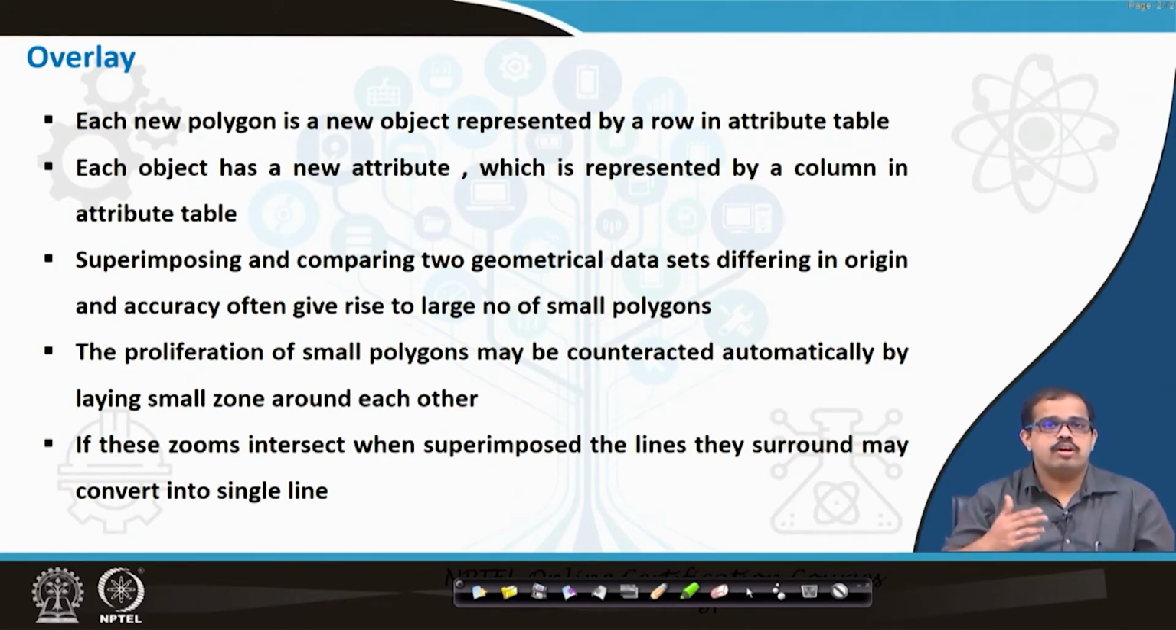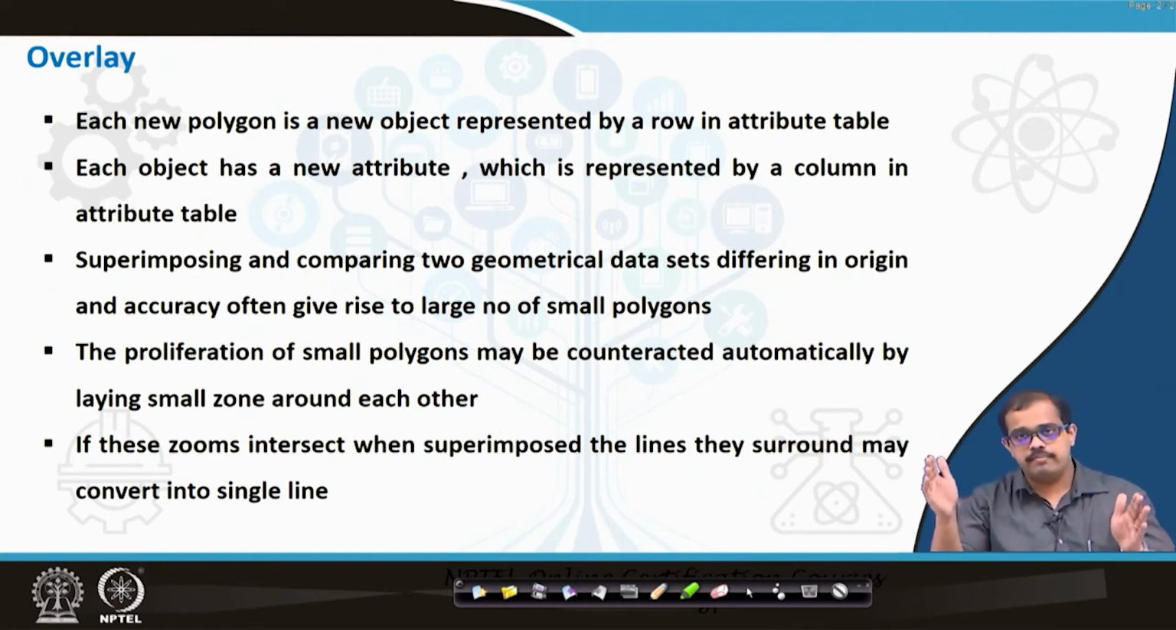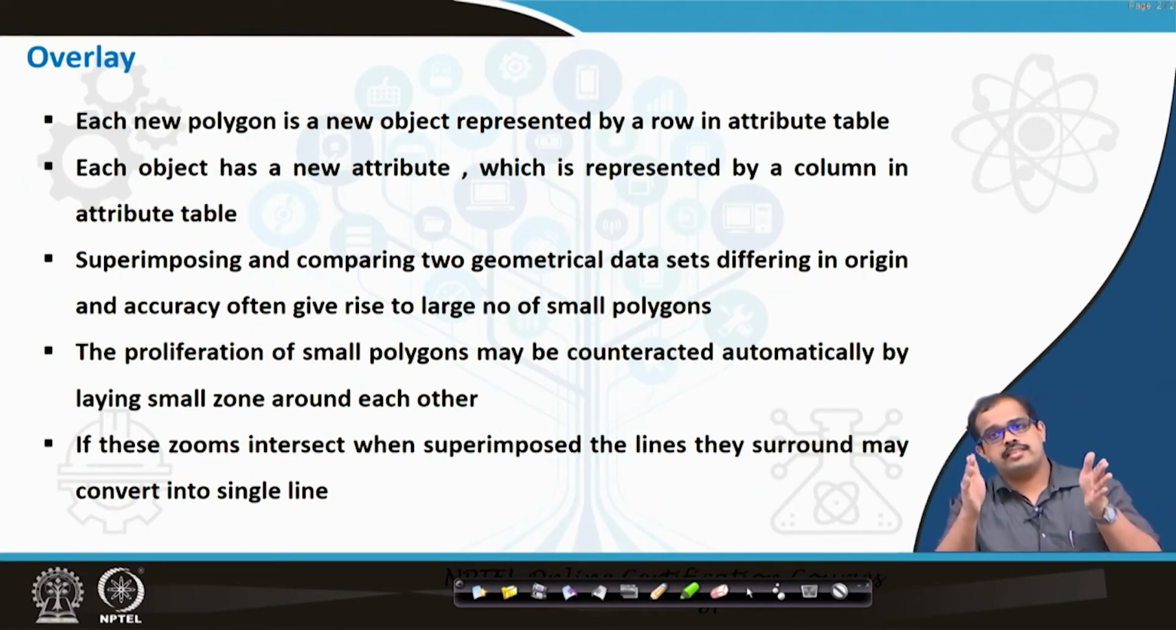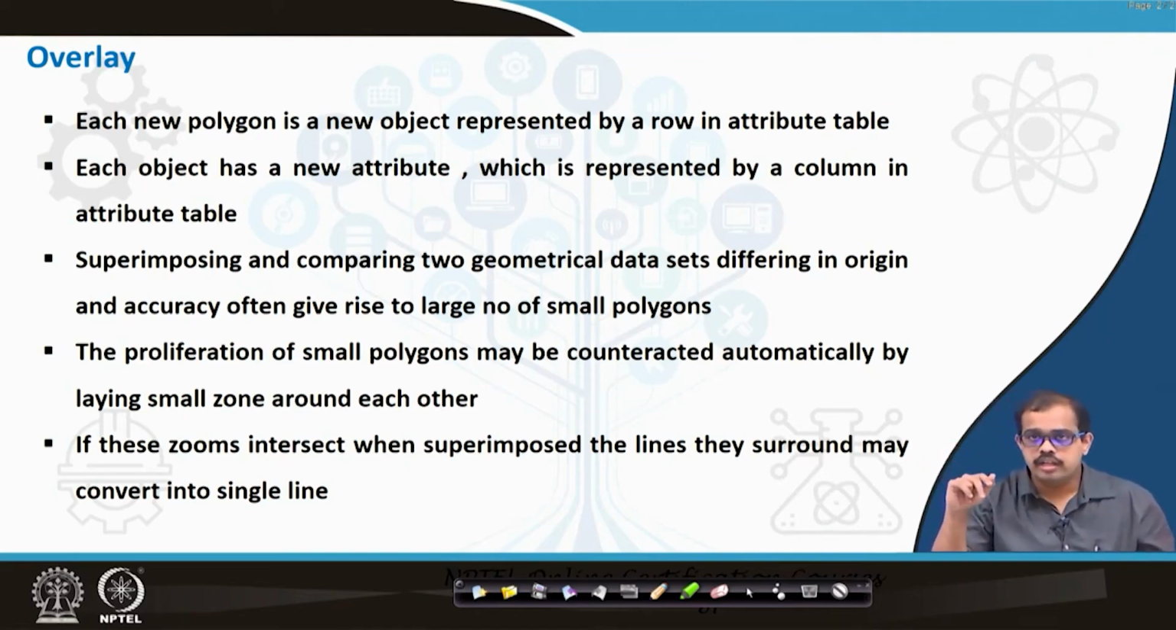Superimposing or comparing two geometrical sets differing in origin and accuracy may give you an error. For example, you have created a map belonging to, let us say, city X, and the coordinate system, the datum, or the geographical quantities that you have used differ from the second image. Then you will not be able to give out information in a true sense.